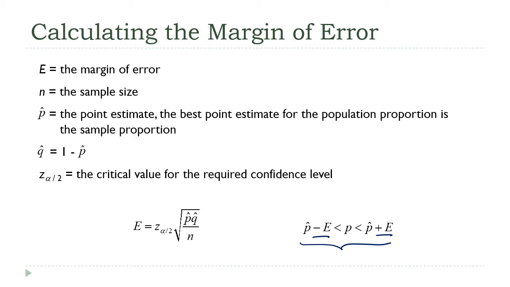So what are all the terms here? E is the margin of error. N is the sample size. P hat is the point estimate. The best point estimate for the population proportion is the sample proportion. Q hat is 1 minus p hat. That's the not probability, if you will. And finally, we have z alpha over 2. That's the critical value we talked about in the last lecture based on our given confidence level.